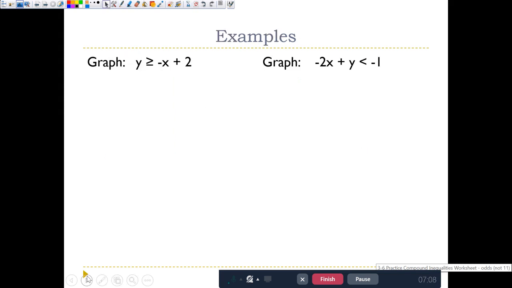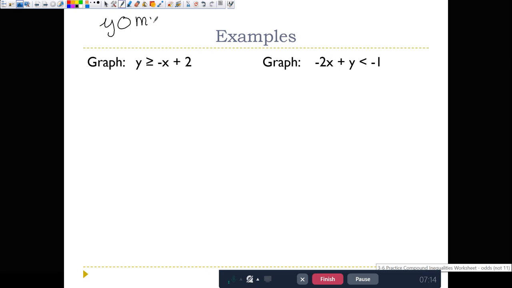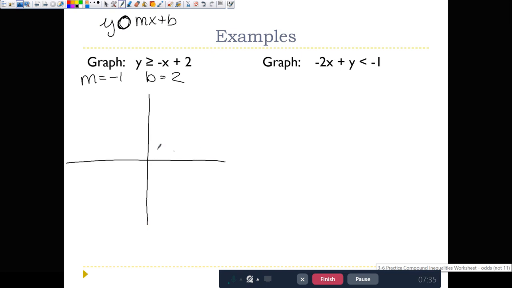All right. So we first need to make sure it's in our y, inequality sign, mx plus b form. So remember, this is where your inequality could go. This first one is in that form. So I'm going to identify my m, which is -1, and my b, which is 2. I'm going to graph this like we would normally graph. Starting at my y-intercept, which is 2, I'm going to do my rise over run. I'm going to go down 1 and 1 to the right, and keep doing that. Or I could go up 1 and 1 to the left.